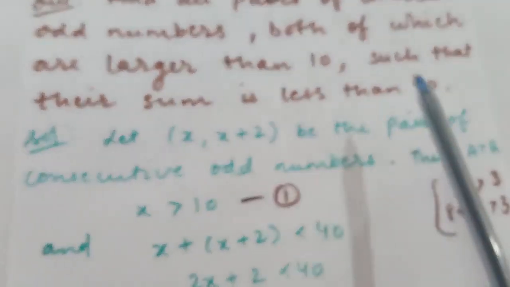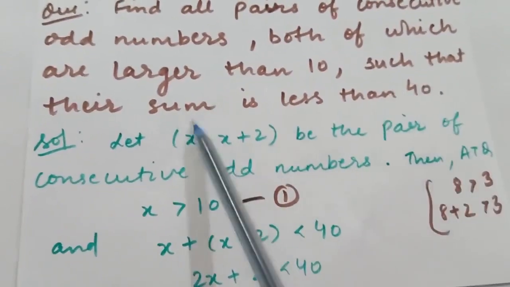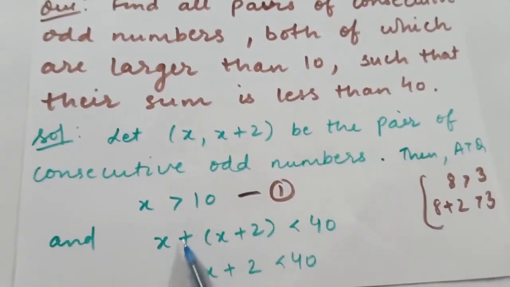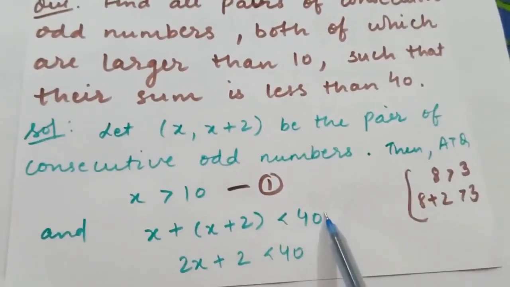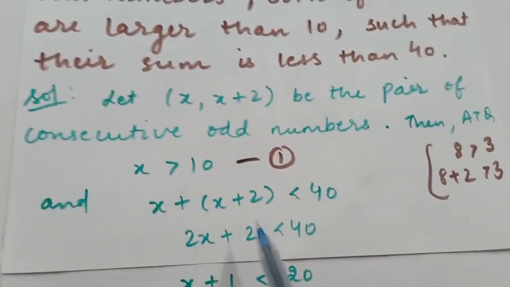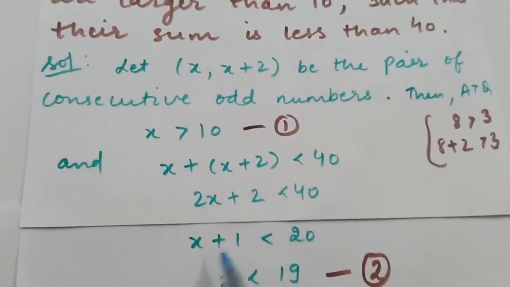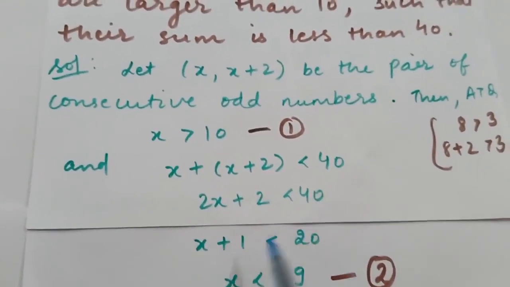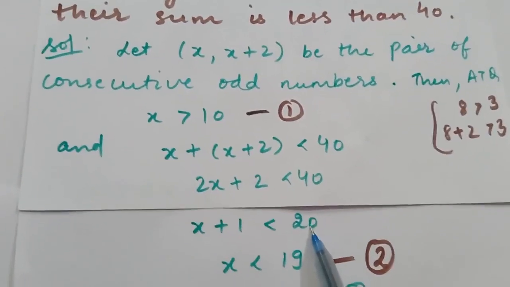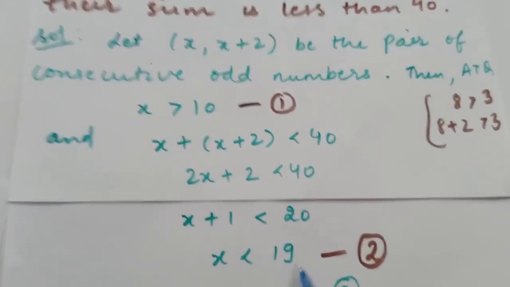Also they have given that their sum is less than 40. So one number is x, another is x plus 2. Their sum is less than 40. Solving this, you will get 2x plus 2 less than 40, then x plus 1 less than 20. How? Divide this by 2 on both sides. So you will get x plus 1 less than 20, which is x less than 19.